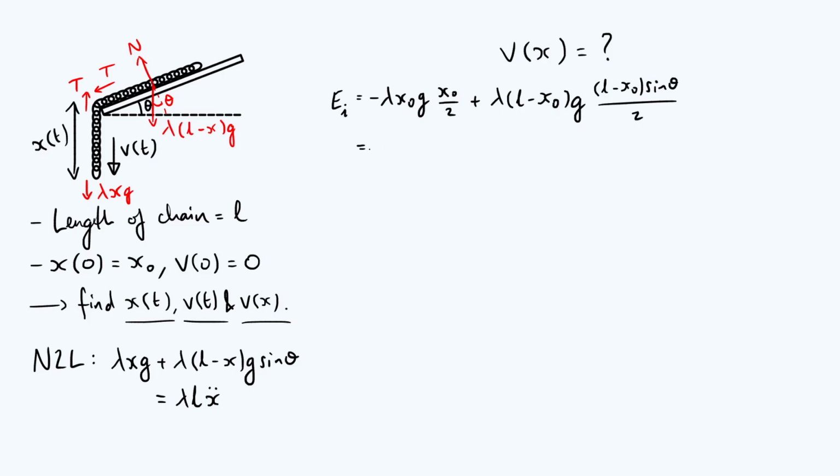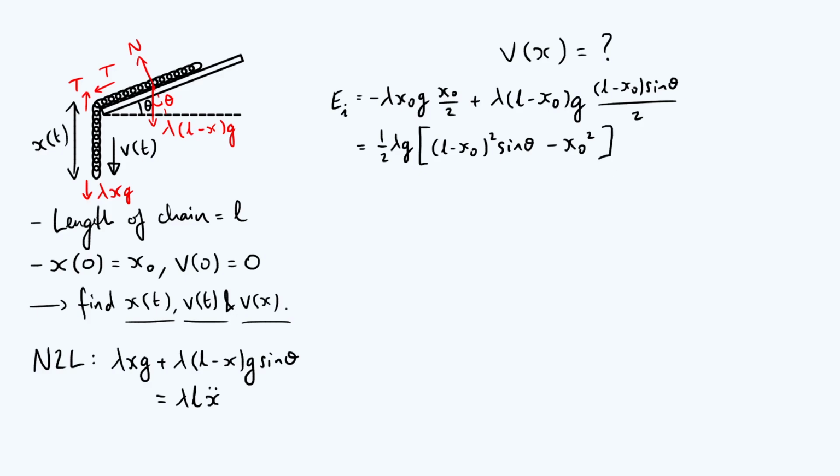So we can tidy this up a little bit by noticing that there's a common factor of a half in both terms, and there's also a common factor of lambda g. So I'm going to take that out. I'm going to put the second term first because it's positive, and that's going to be (L minus x naught) squared times sine theta, and then we just take care of the first term by subtracting x naught squared.